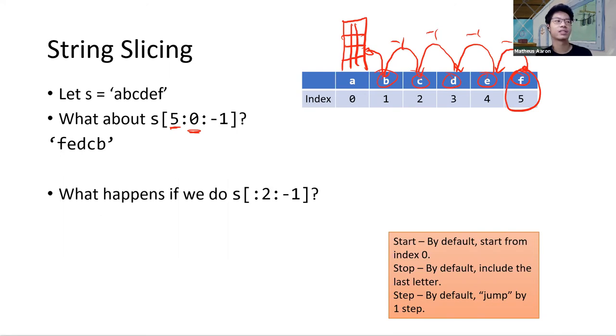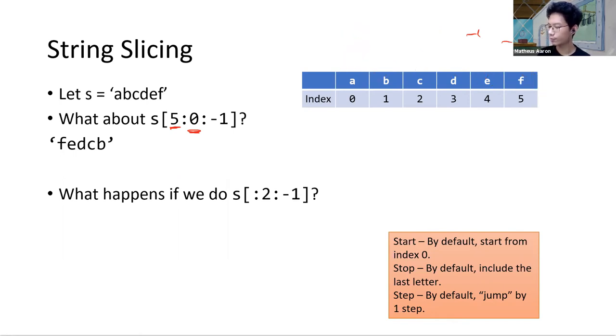What about this? What happens if we do S empty 2, negative 1. Again, there's no start position. Now, when there's no start position, it means we must take the default value. And now, here's where it gets different. Let me finish this first. Correct, the answer is FED.